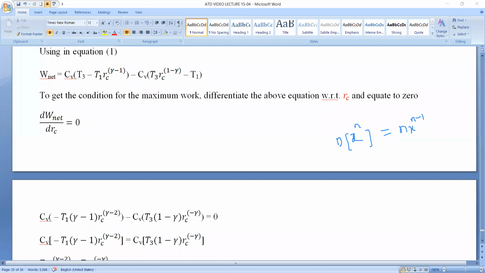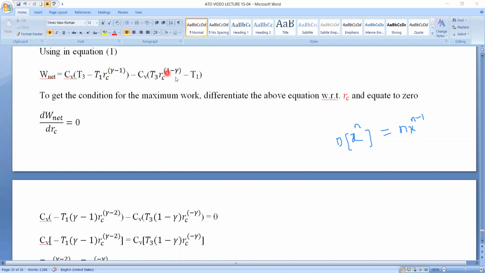Now, the differentiation of this is gamma minus 1 RC raised to gamma minus 1 minus 1. So minus 1 is minus 2 here. I have written, so minus as it is CV into T3, this T3 into the differentiation of this term with respect to RC.